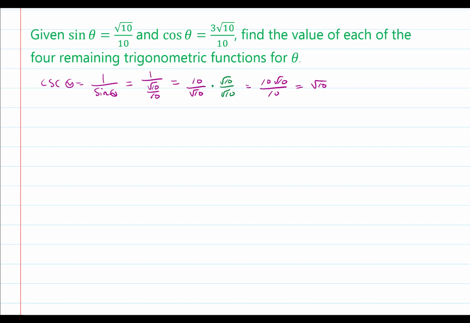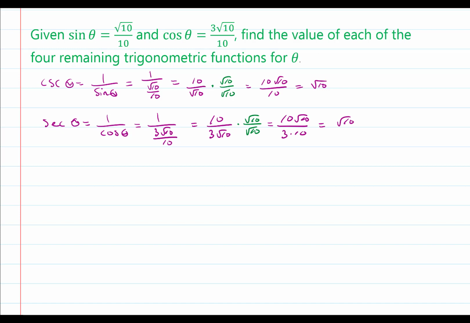We can now find secant of angle theta using really the same process. So secant of angle theta is equal to 1 over cosine of angle theta. We're going to replace cosine of angle theta with 3 times the square root of 10 over 10. We know that 1 over 3 times the square root of 10 over 10 is equal to 10 over 3 times the square root of 10. We should now rationalize the denominator by multiplying square root of 10 and square root of 10 to both the numerator and denominator. This then gives us 10 times the square root of 10 over 3 times 10. We should reduce this fraction, and in reducing it we get square root of 10 over 3.